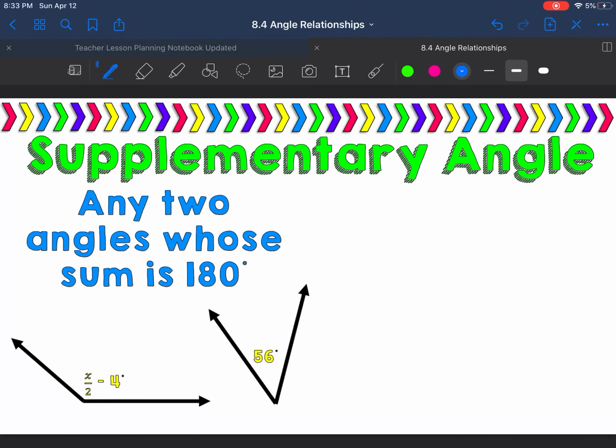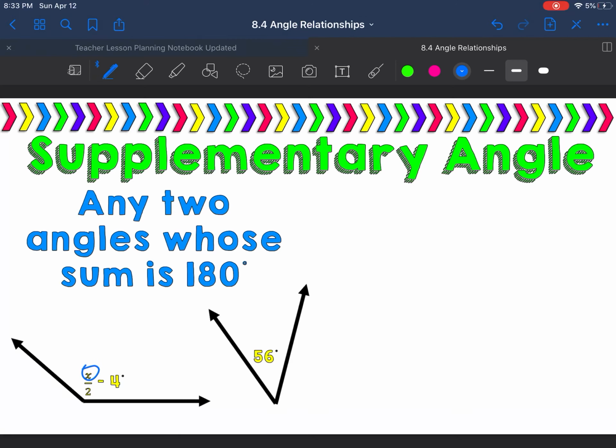Now let's take a look at a different type of angle, which is supplementary angles. Supplementary angles are any two angles whose sum is 180 degrees. That means that these two angles combined are double the size of a complementary angle. So they're bigger. So if you have an angle or any two angles that are bigger than 90 degrees, then they have to be supplementary.